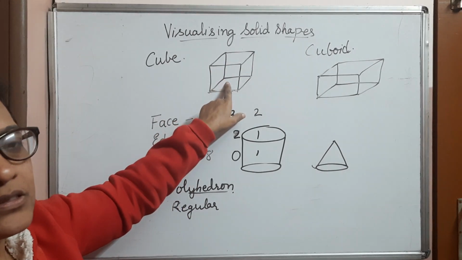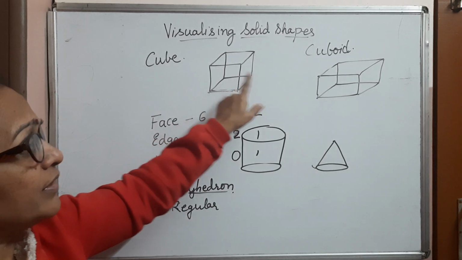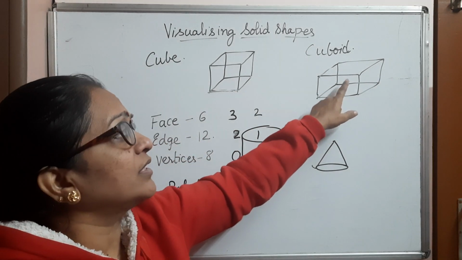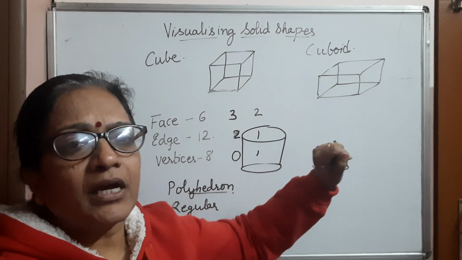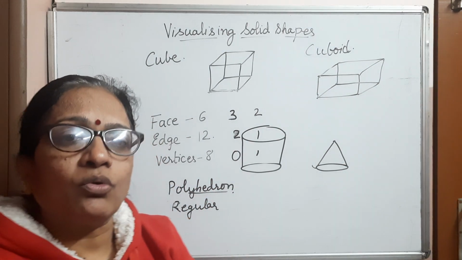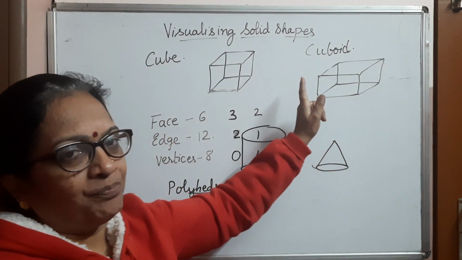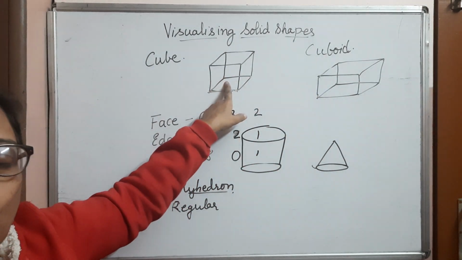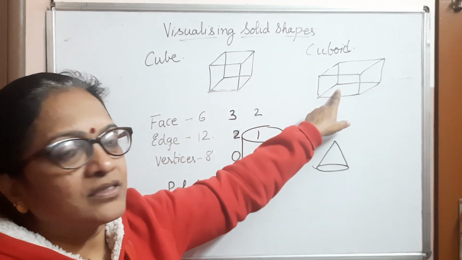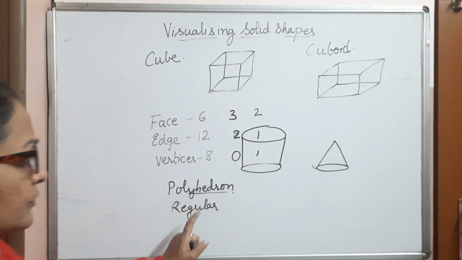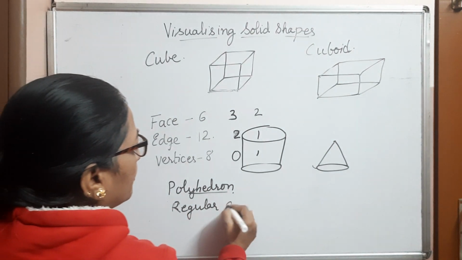So like in this, a cube is a regular polyhedron, a cuboid is not. Because in a cuboid, it is not necessary that all the faces will be rectangular. The side faces may be squares also. The number of faces meeting at the vertex is the same, but in this case, all faces are square. In this case, all faces cannot be rectangular. Okay. So that is a regular polyhedron.